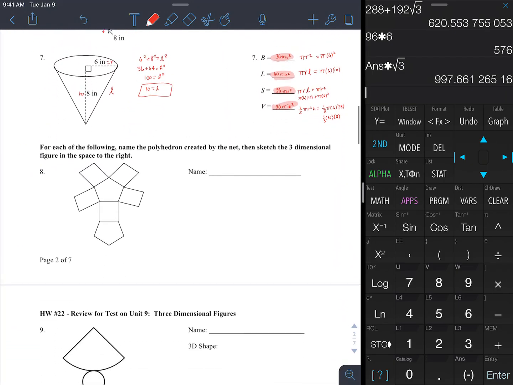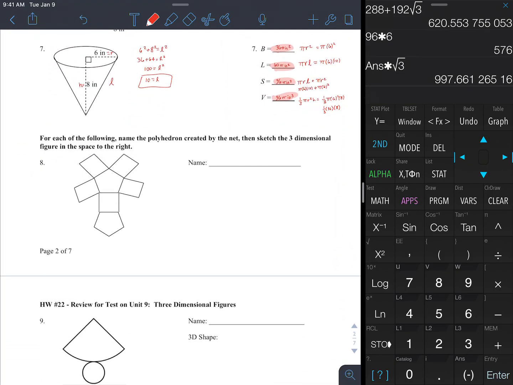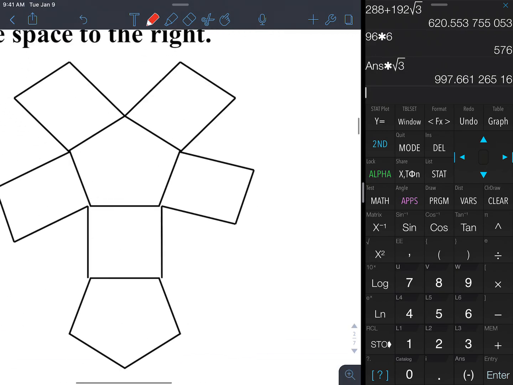Okay, got a couple easy ones coming up here. So what do we got here? For each of the following, name the polyhedron created by the net. Let's sketch the 3-dimensional version of that right there. So I see that. That's a net. A net is a 2-dimensional representation of a 3D object.